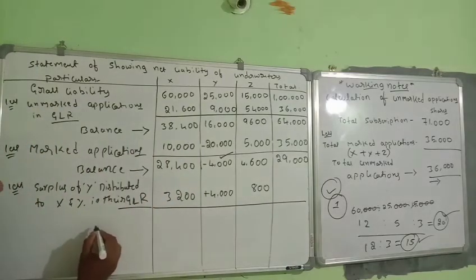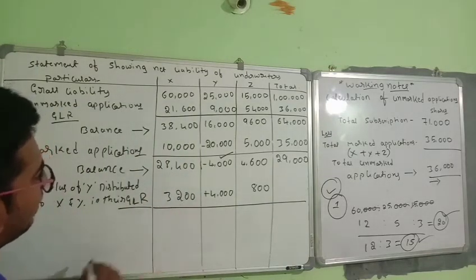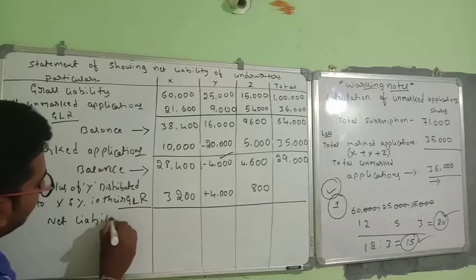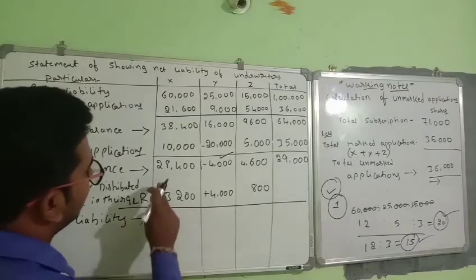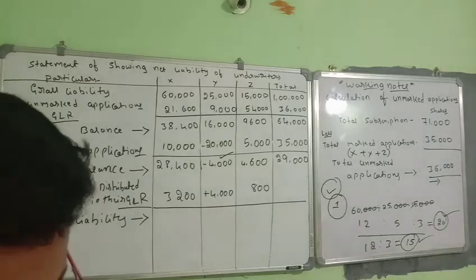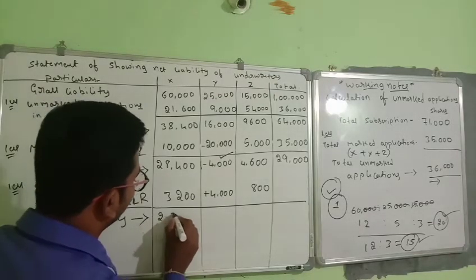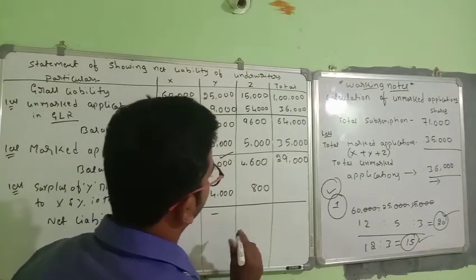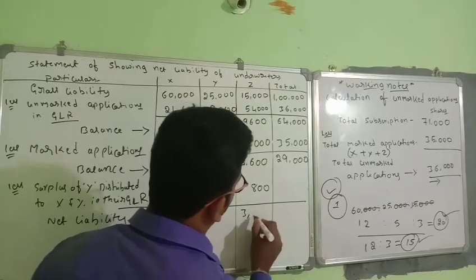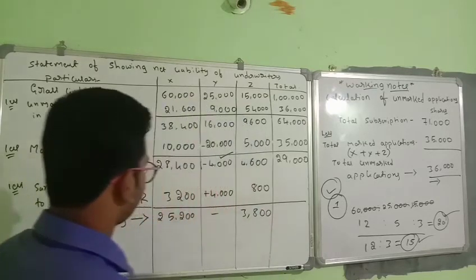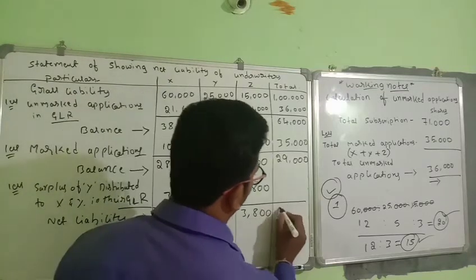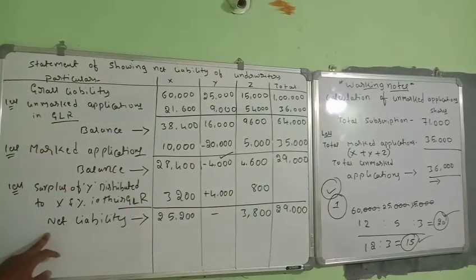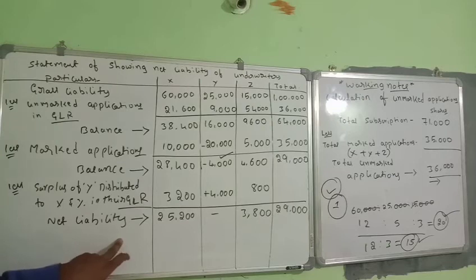So further, you will get no negative balance; the current balance we call the net liability. So net liability 28,400 minus 3,200 is 25,200, and 4,600 minus 800 is 3,800, which is carried forward. So till here we can do regularly for all problems, the previous problems also.